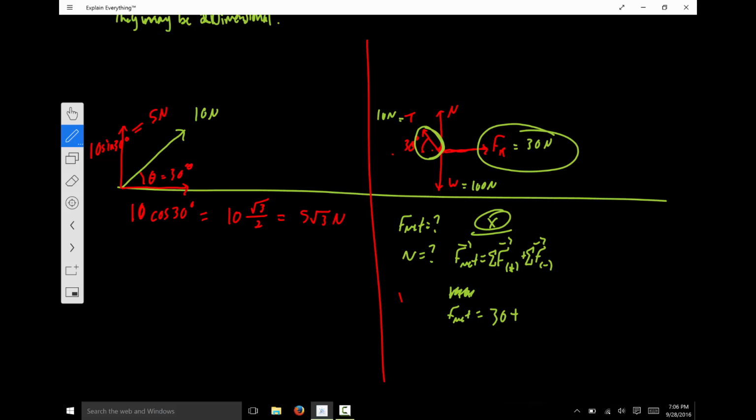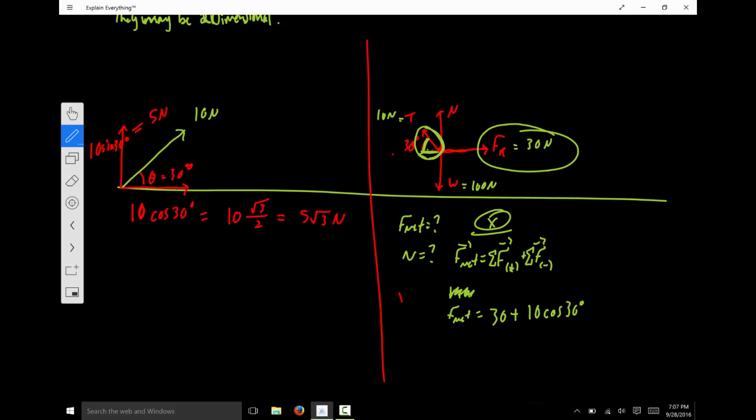Then I'm going to add those forces in the negative direction. But if you notice, tension is not in the negative direction. It is at an angle, and the angle is here. But a part of tension is in the negative direction. So that part right there is tension in the negative direction. In other words, that is just 10, adjacent to the angle. So I'm going to do 10 cosine of 30 degrees.